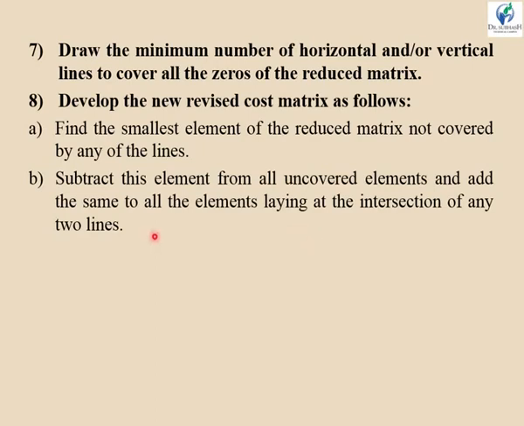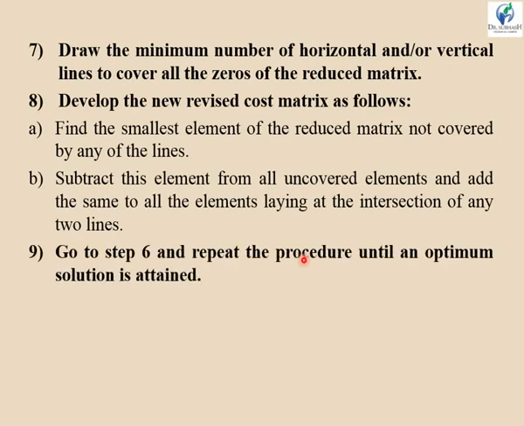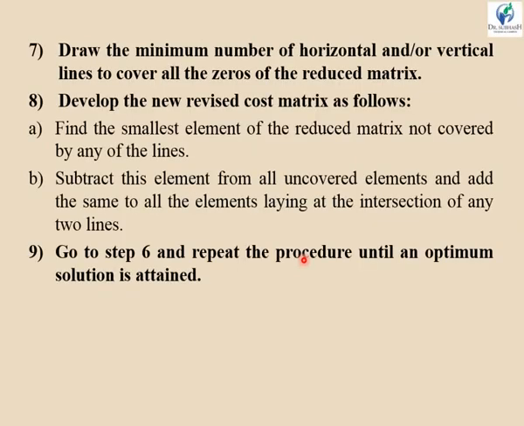So wherever you find a horizontal and a vertical line intersecting at an element, you should add the smallest uncovered element at that intersection, and subtract it from all the uncovered elements. So again a reduced matrix will be available with you. Then again go to step 6 and repeat the procedure until the optimal solution is obtained. So this was the algorithm, or the steps, used by the Hungarian method to obtain the optimal solution to the given assignment problem.